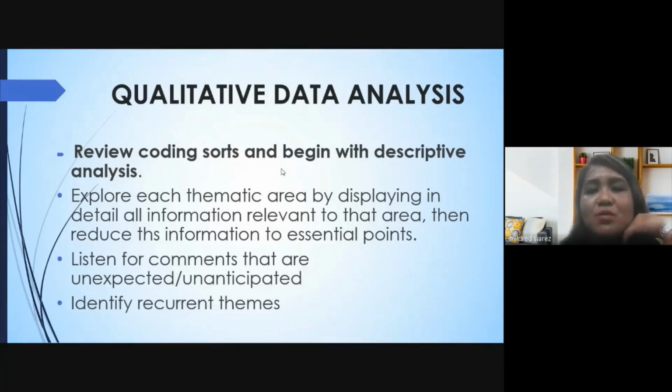The coding comes first, then the theme. You may get confused because in your thematic analysis you are exposed to theme, but the theme is the coding, the parent code, the subcodes. Explore each thematic area by displaying detailed information. So for example, you talk about stigma and then give a lot of information below.